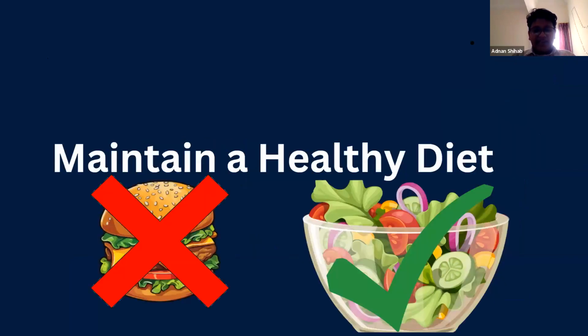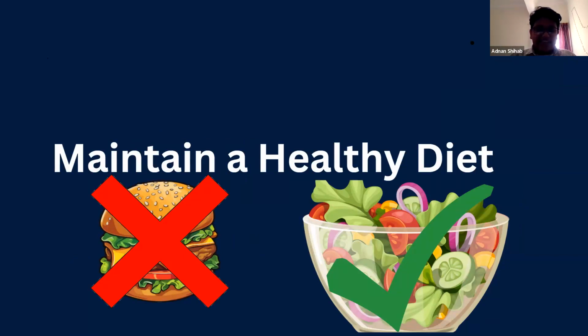Then maintain a healthy diet. If you are not maintaining your body at all, if you're not going to eat healthy, then there's a problem for our kidneys. So maintain a healthy diet.